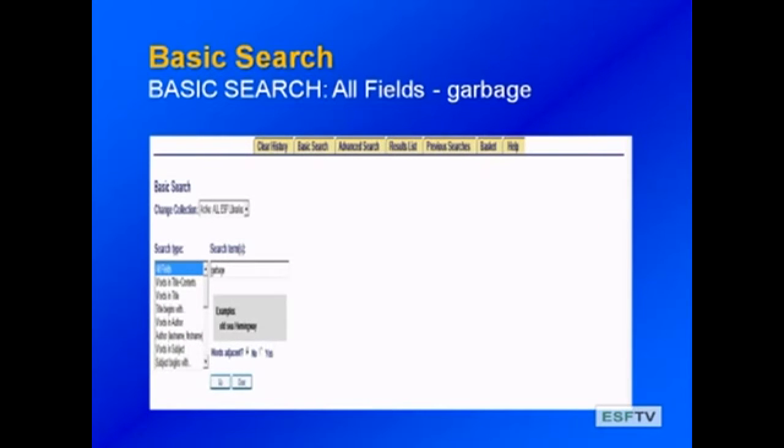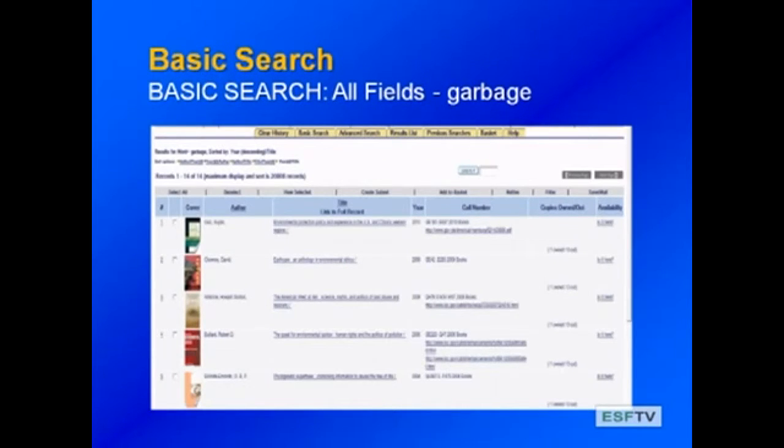On the flip side, if you just do a basic keyword all field search for garbage, it will find garbage anywhere where it appears in our system. So it's finding 14 titles and records in our system that have the word garbage, whereas before we had those extra steps with the Library of Congress subject catalog.